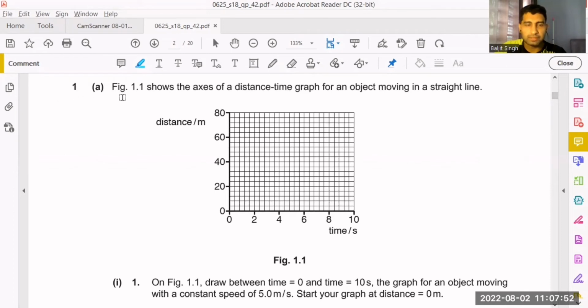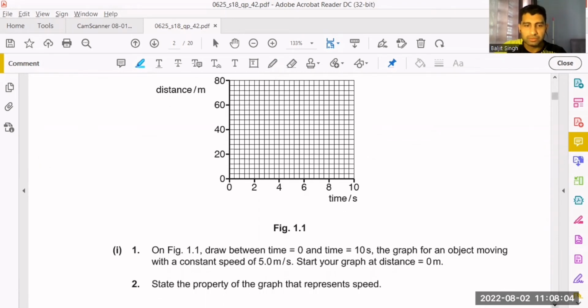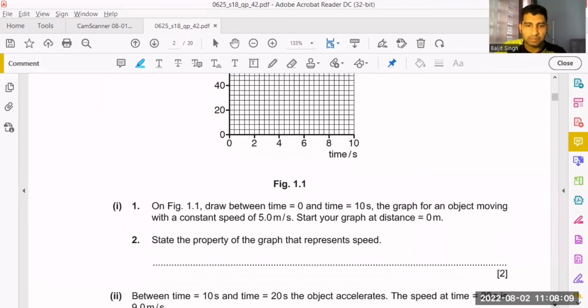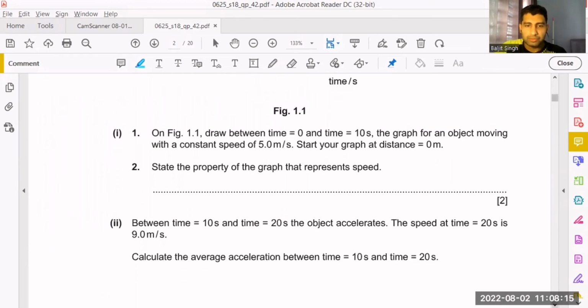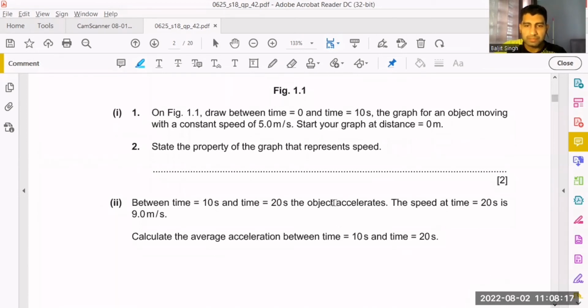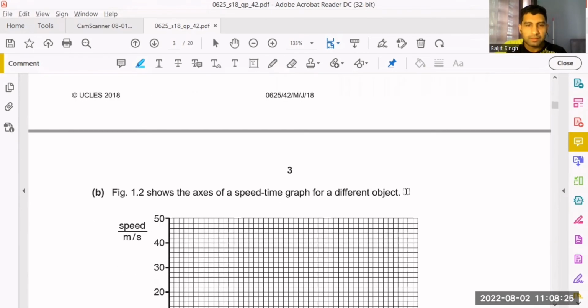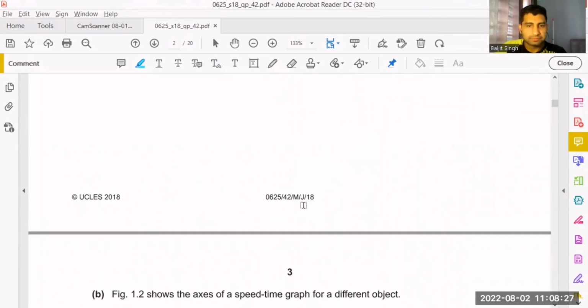So we can see here in question number 1A, the question is related to a distance versus time graph where a student is required to draw the graph. Of course, information will be given on how you're supposed to draw the graph, as in the information down here. Then state the property of the graph which represents the speed. It continues with understanding acceleration and relating acceleration to the distance-time graph up here, and then calculating the acceleration itself.